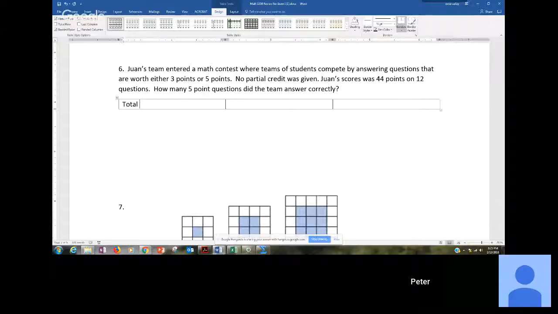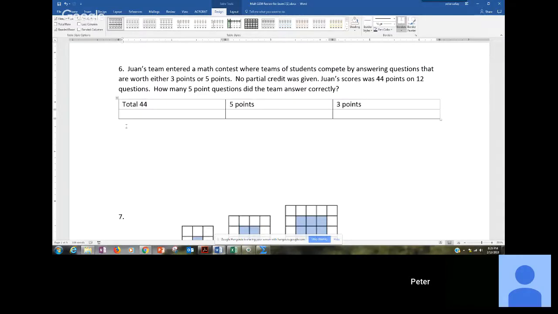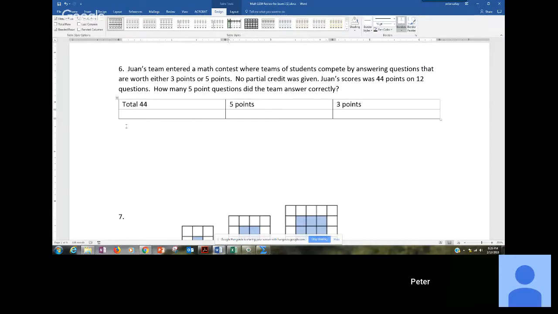Okay, so I want to make a little table here. I say a total of 44, and then I'm going to go 5 points and 3 points. Okay, so then I'm just going to do problem solving. What's the most number of 5-point questions that he can get right?